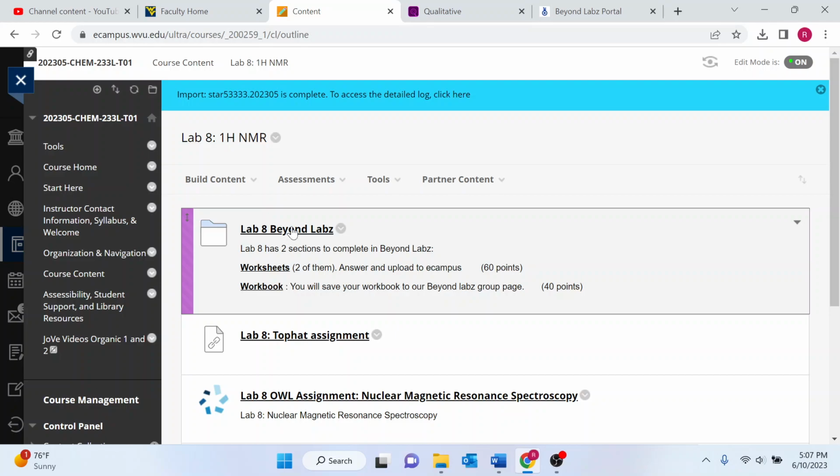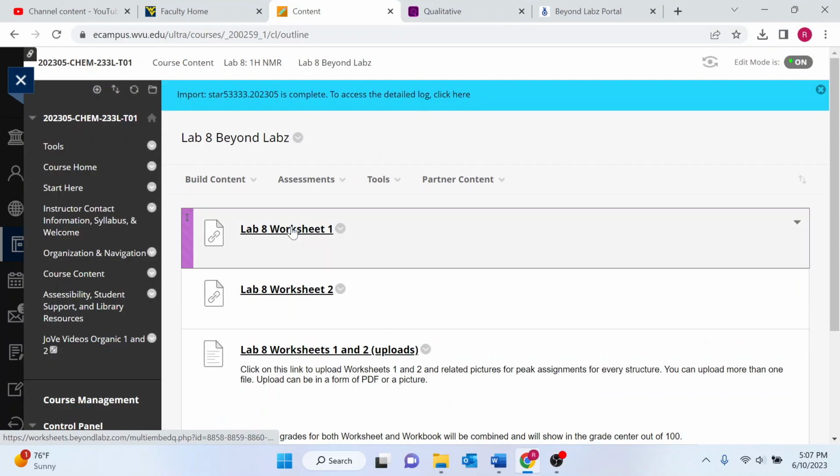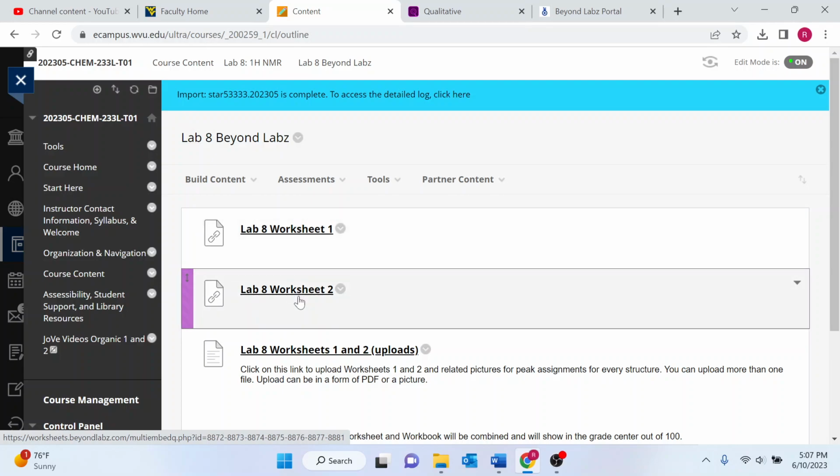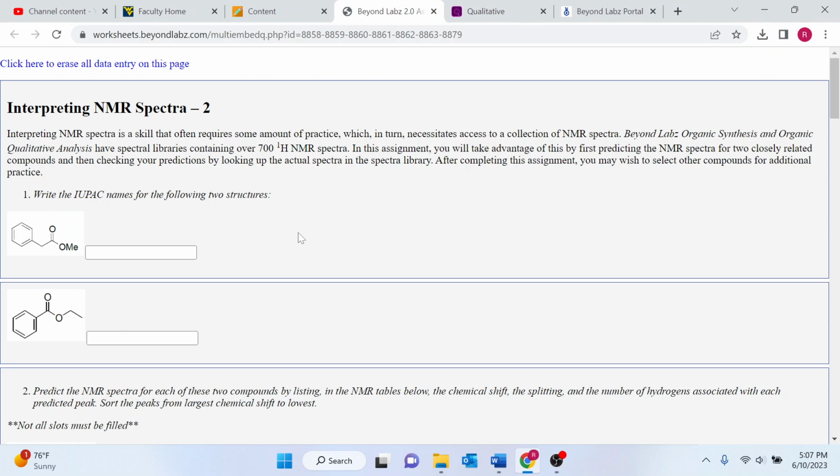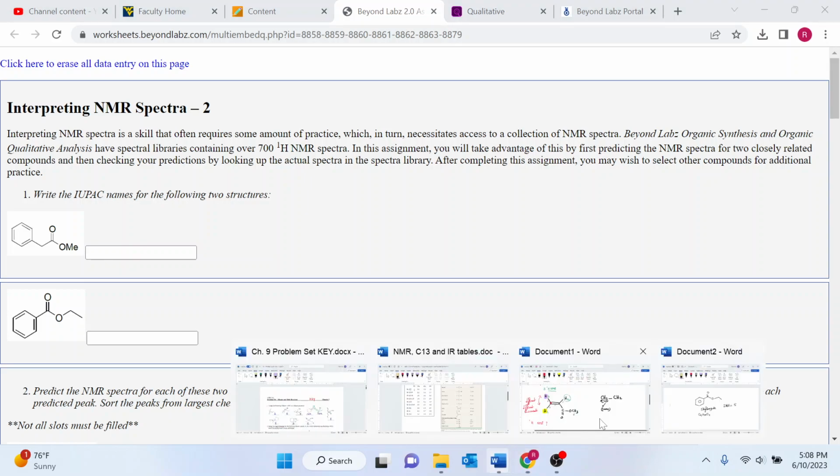To start, go to Beyond Labs from eCampus. And these are the two worksheets that you need to answer. Just click on one of them, I'll show you how to work with one. It's the same thing for the other. And then use the sheet that I gave you for the nomenclature in order to name those two esters.